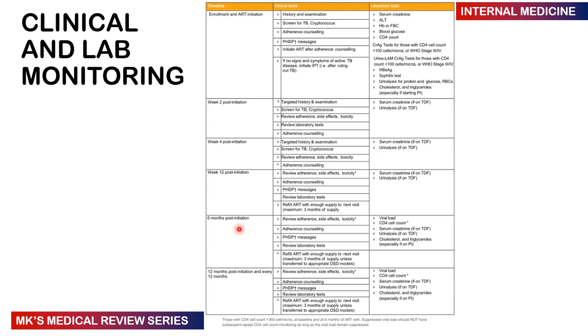We continue counseling them on adherence, and then we repeat the viral load and the CD4 count. We order serum creatinine and urinalysis if they are on TDF, then cholesterol and triglycerides, especially if they are on a protease inhibitor based regimen. Then, of course, 12 months post initiation, and every 12 months, we should do a viral load, CD4 count, serum creatinine, urinalysis, cholesterol and triglycerides. So once the patient has now clocked a year, then we do these tests yearly.